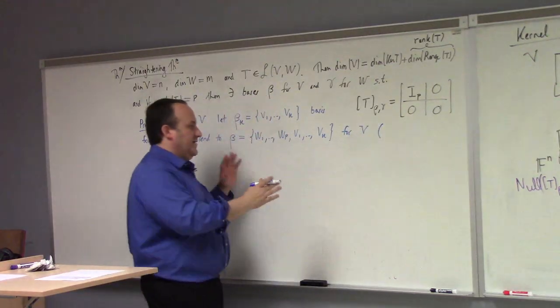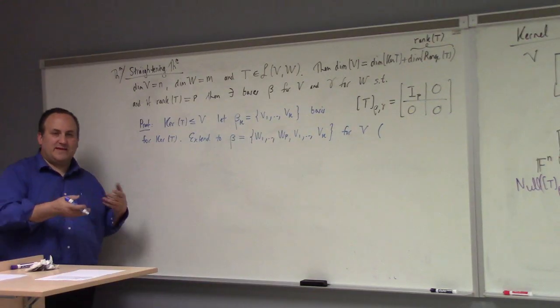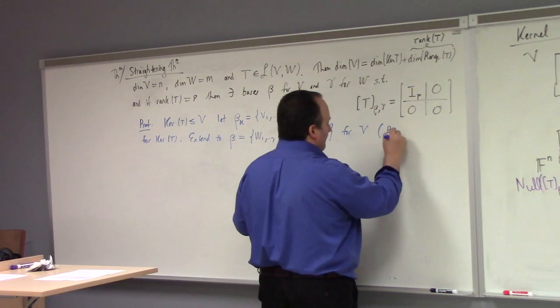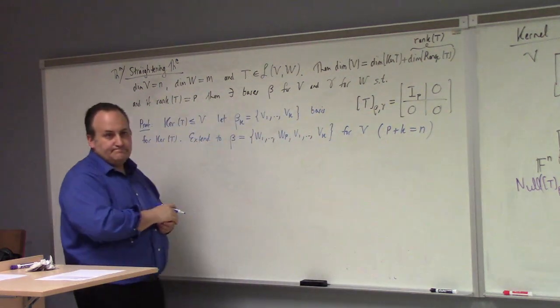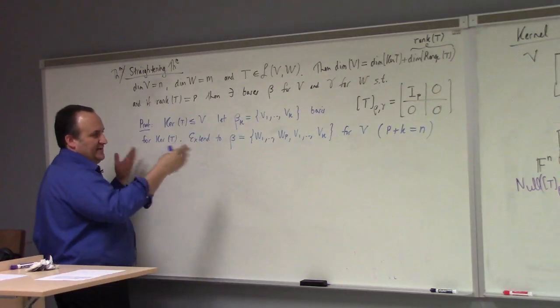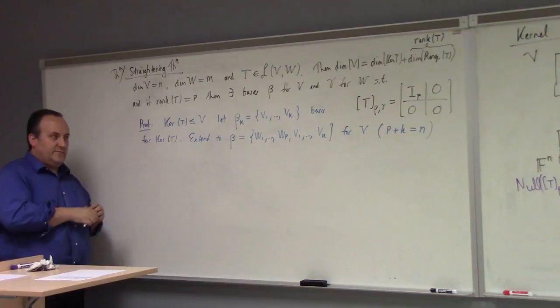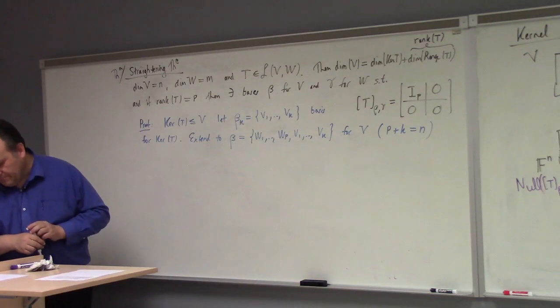So keep track of the counting. We're assuming that V is n-dimensional. So what does p plus k have to equal? p plus k must be equal to n, right? If this is a basis for V, it must have n vectors in it. So if we've got k in the kernel basis, we must have n minus k in the other part. All right.